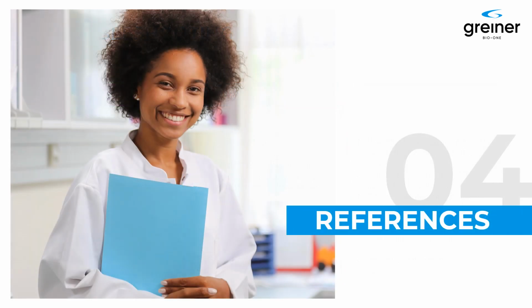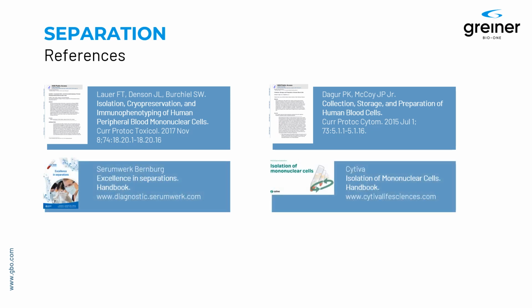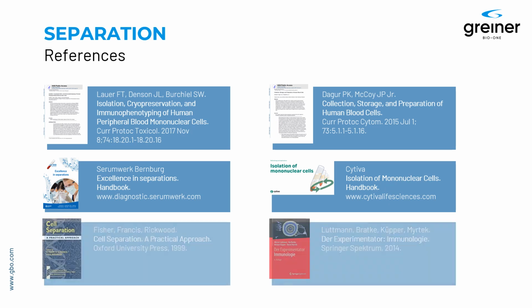The following references are useful for more details on the method and for special applications. An excellent piece of advice are the method reviews provided by the Current Protocols series. Two papers concerning blood cells are mentioned here as a reference. The publications by Serumwerk Bernburg and Cytiva provide a wealth of information also on specific applications. Finally, two books, one of them only available in German, summarize various methods comprehensively.